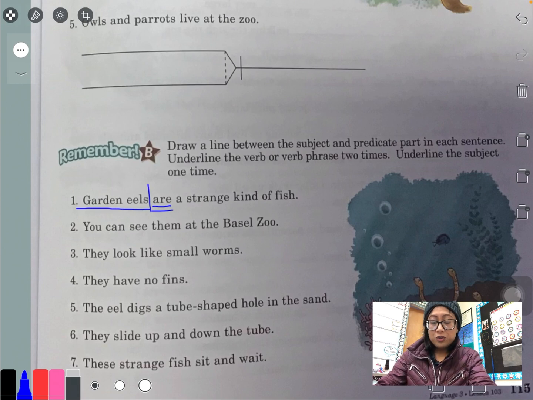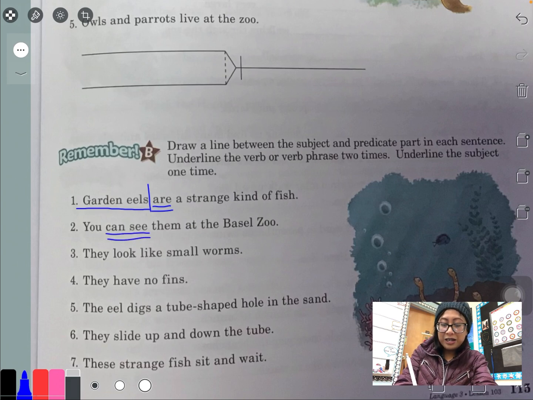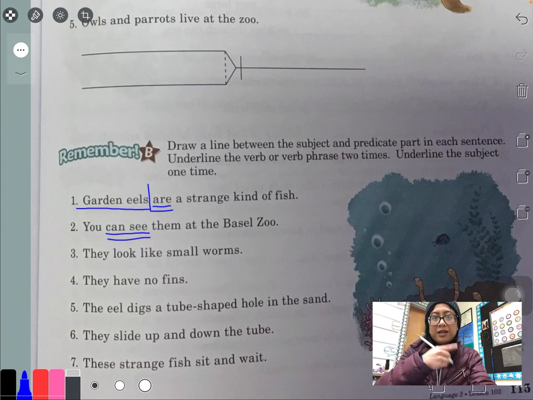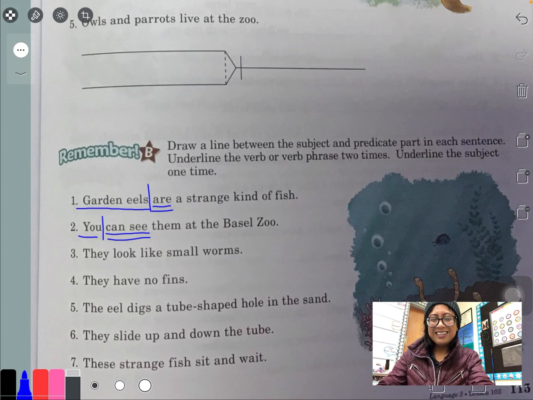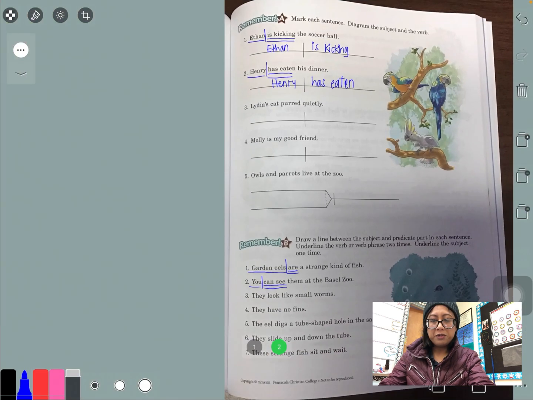Number 2, you can see them at the Basel Zoo. What can you do? I even said the helping verb. Can see. All right. Now you have to underline that helping verb because, again, you got to give credit to the Uber driver. Who can see it at the Basel Zoo? You. All right. Now, again, you can do the rest on your own, or you can wait to review it at our Zoom meeting.